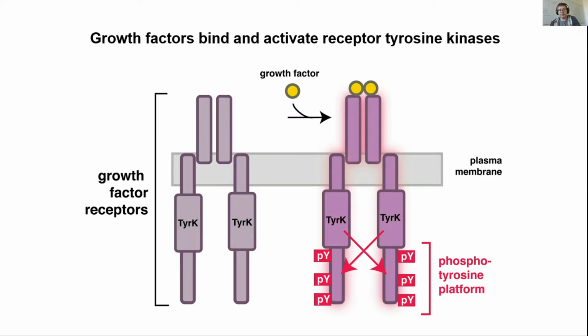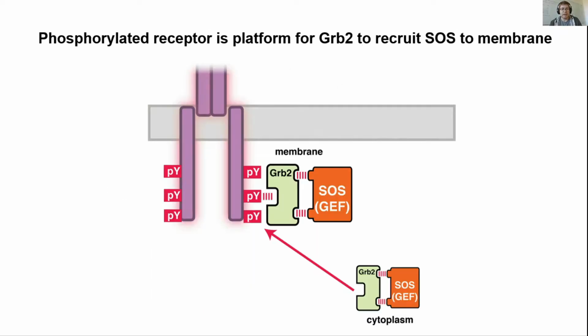And these phosphotyrosine residues can't really do anything on their own, but what they can do is create a platform for other proteins to bind in a regulated way. And in the case of growth factor signaling, there is a protein called GRAB2 that is able to recruit a guanine exchange factor called SOS to the membrane when these tyrosine residues on the receptor are phosphorylated.